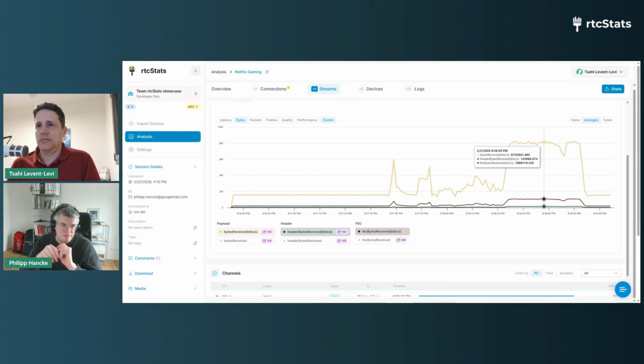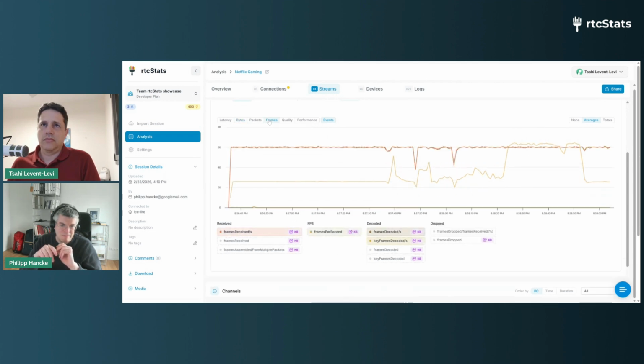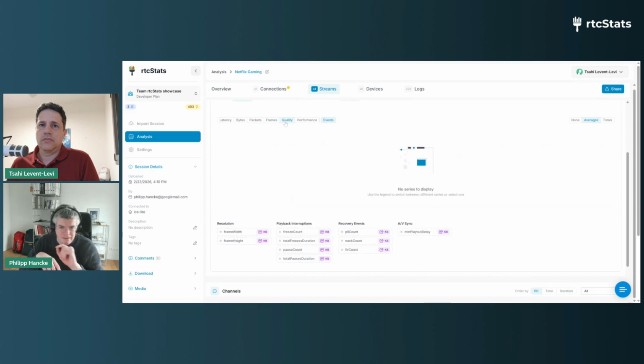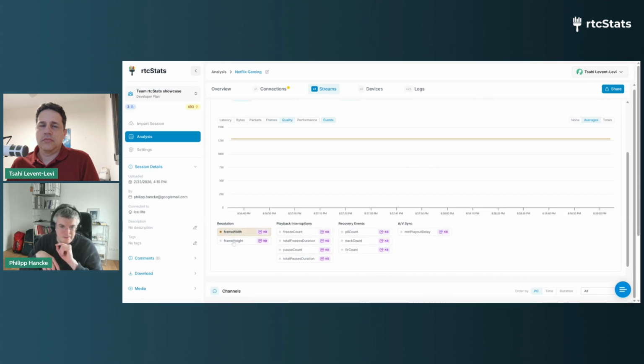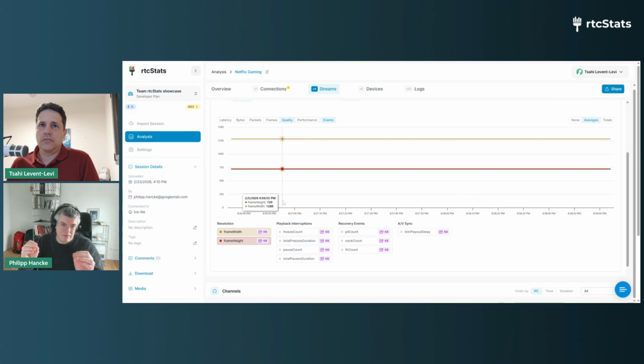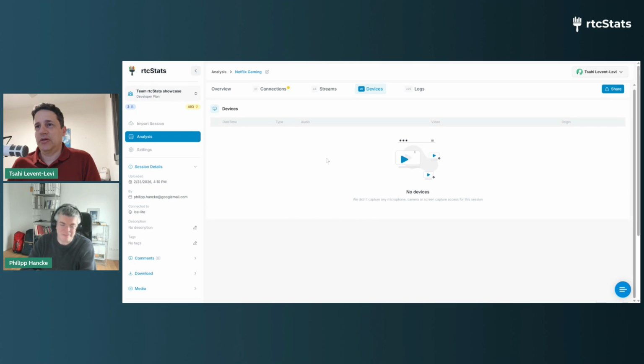If you look at the frames, we can see it's 60 frames per second, and where do we have the resolution? Under quality, I think. Yes, go to frame width. Yes, so it's 1280 by 720, which for cloud gaming is low, but for the casual game, it made total sense. Yep, so 720p resolution at 60 frames per second. Yes, still good quality. Okay. And then there are no devices because it's only incoming, there is no outgoing.